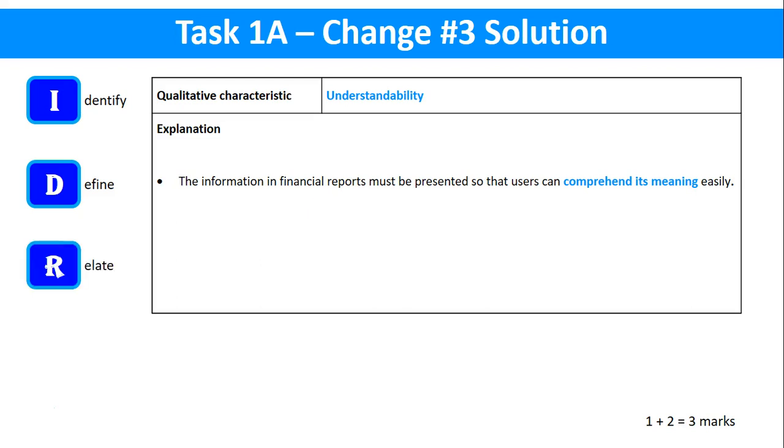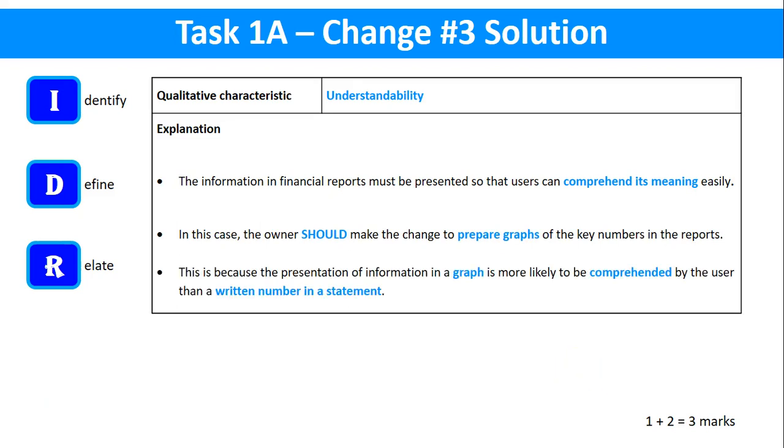And lastly, we need to relate this to the case study. That's why we have 3 marks. To get that last mark, we really need to get this theory back to the question at hand. So in this case, we're going to argue that the owner should make the change to prepare graphs of the key numbers in the reports. Why? Because presenting the information in a graph is more likely to be comprehended by the user than just having a written number in a statement. Looking at our 3 marks, we've got 1 for identifying, 1 for the definition, and 1 for relating.